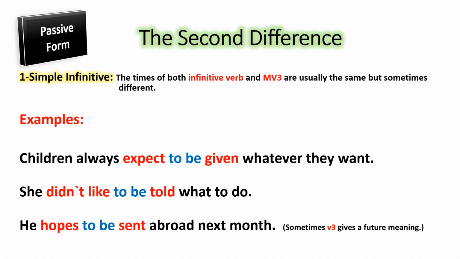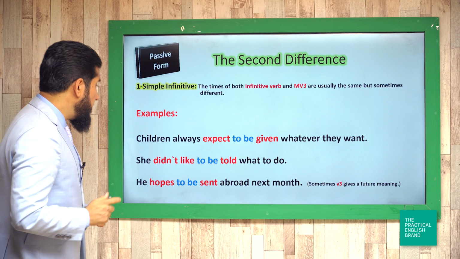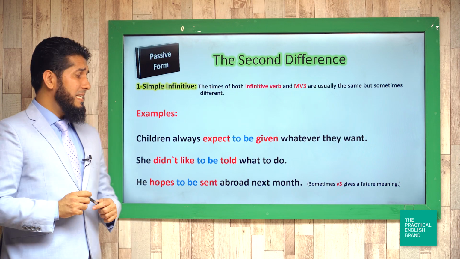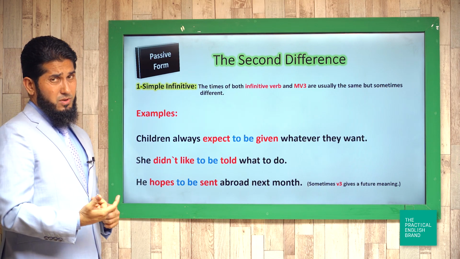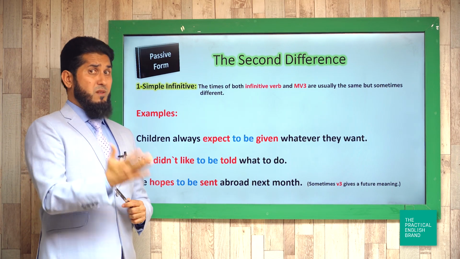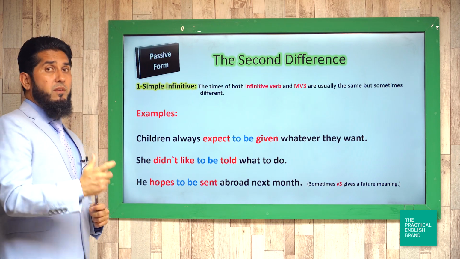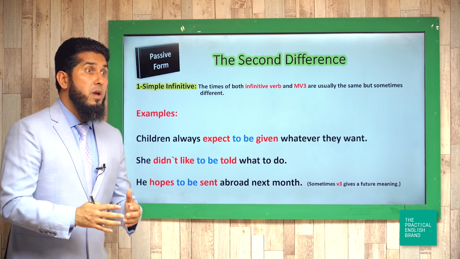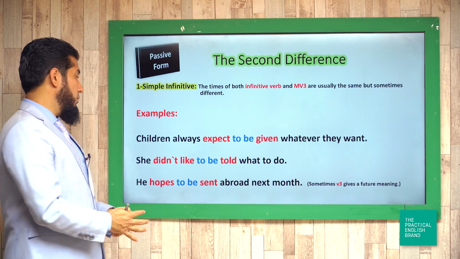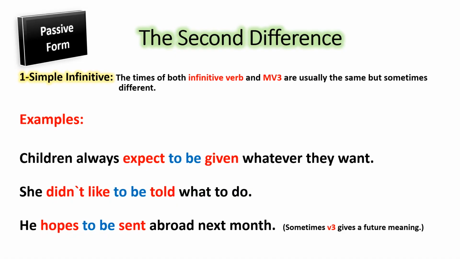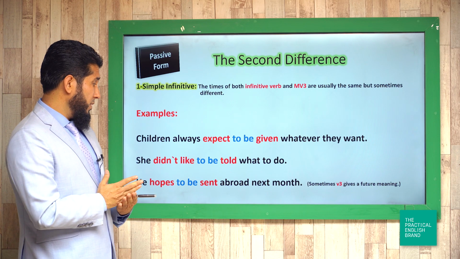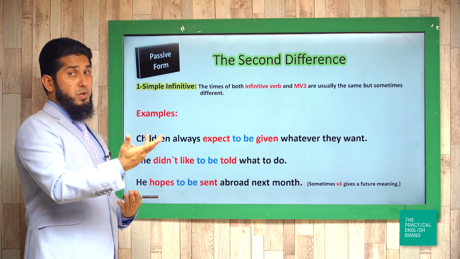Okay, and finally, he hopes to be sent abroad next month. But keep in mind that sometimes, not always, sometimes, rarely, the meaning of the main verb in past participle form may go to the future as well. For example, here, he hopes to be sent abroad next month. So he hopes now to be sent abroad in the future.